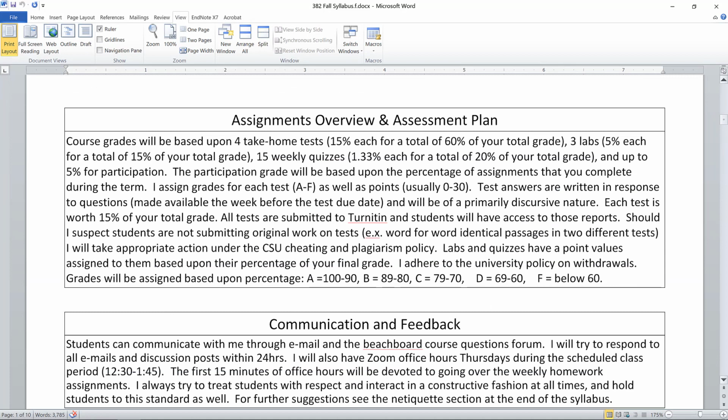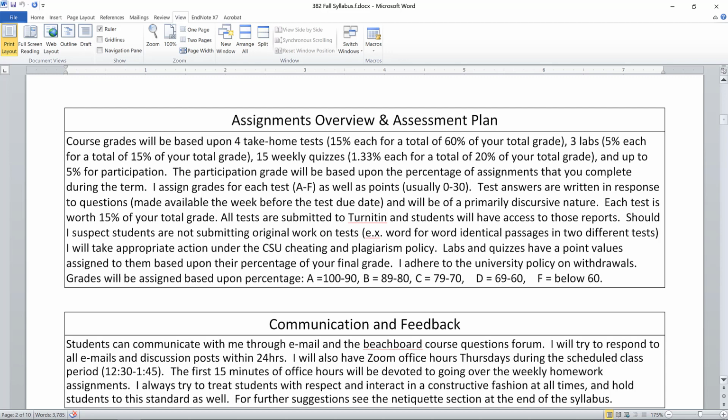Let's take a look now at the assignments and assessments. Your course grade is going to be based on a few different components. 60% of your course grade will be based on 4 take-home tests that you will get questions for a week to 2 weeks before time. You will write essay answers to them and put them in the Dropbox. When you put them in the Dropbox, you will have a Turnitin feedback report that you can have access to.